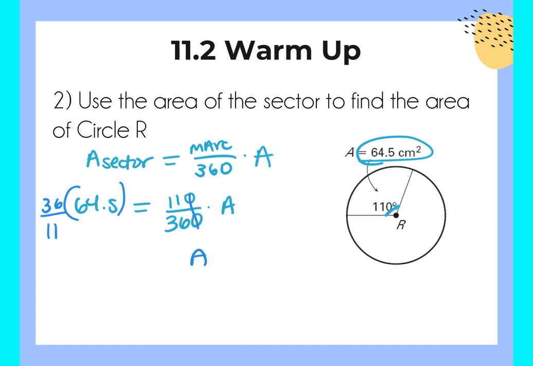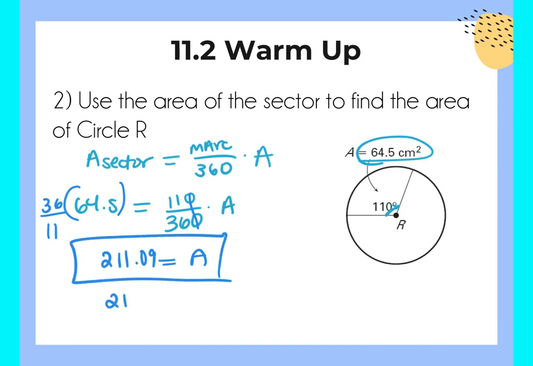Most likely on a question like this, it's going to ask you to round it. So if I did 36 times 64.5 and divided it by 11, I get 211.09. If it said nearest tenth, that'd be 211.1. And if it wanted units, centimeters squared. How is this one different from the previous question? Because this time they gave you the area of the sector and they wanted the area of the circle. Yep. Okay. They're not all going to be like that for a variety of topics.